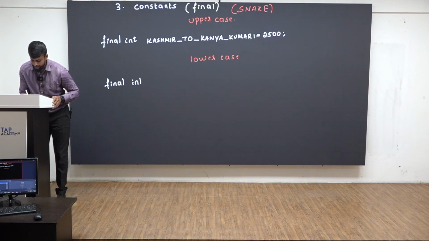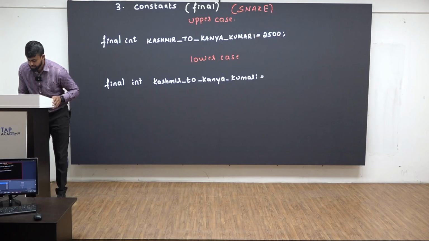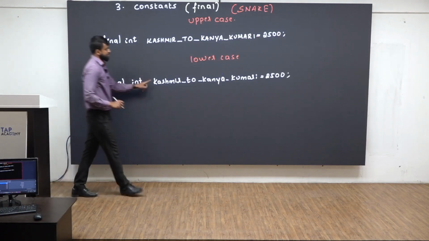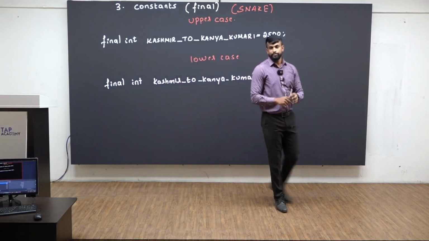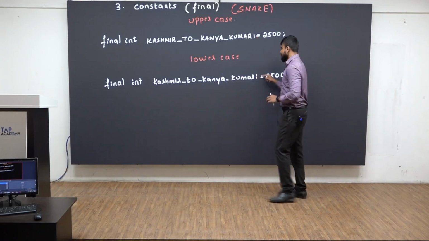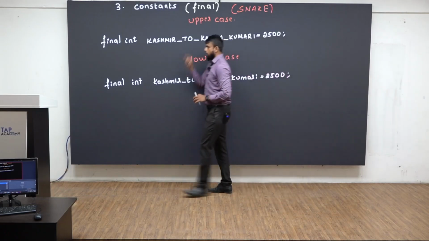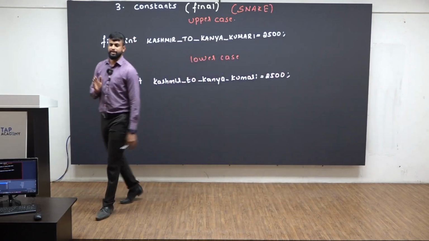The data type is int. Kashmir to Kanyakumari, how should I write it? Kashmir underscore to underscore Kanya underscore Kumari. And now I have to give the distance. And what is the distance there? 2500, like this. Whatever I'm giving here, this is lowercase snake convention only. Now you'll ask me why it is lowercase. Because if you look, all of these letters are small letters. That is why.